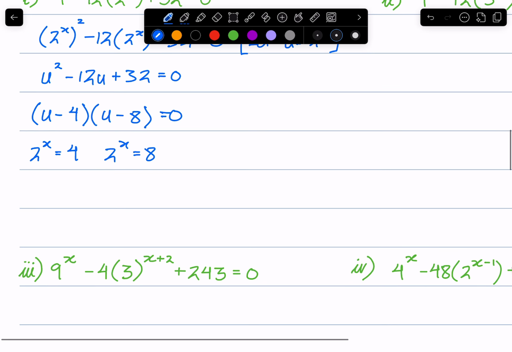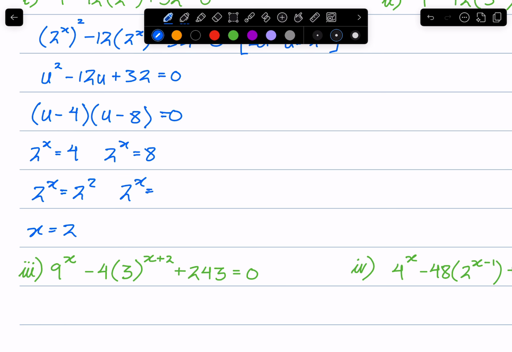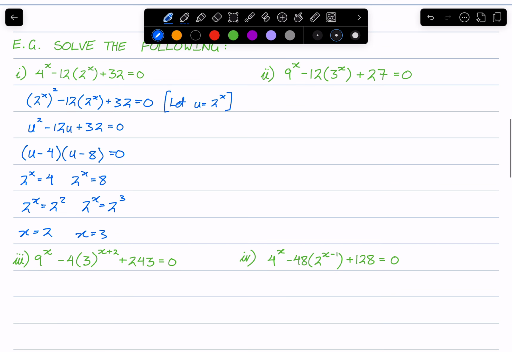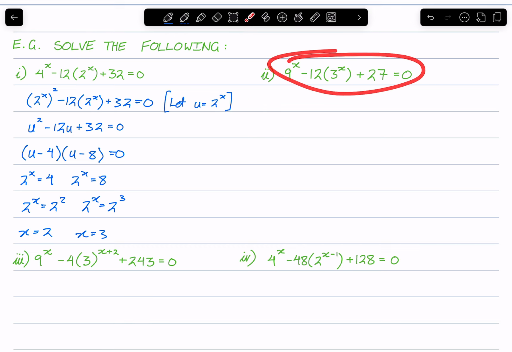And then from here, you can see we can change these forms. 2 to the power of x equals 2 squared, so x is equal to 2. Likewise with this, 2 to the power of x equals 2 cubed. x must equal 3. So this has two solutions to this equation. Now that we've seen this, I hope you can see that these have been nicely constructed to see the substitution that we need to do.